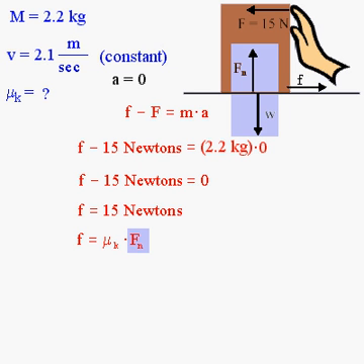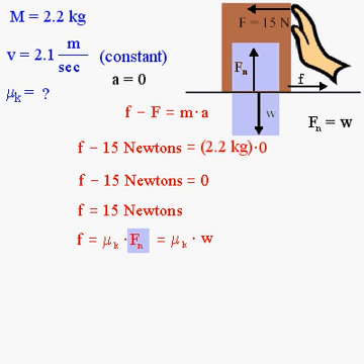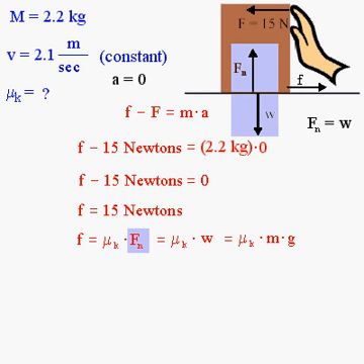Weight pulls down on the box, and the floor keeps the box from accelerating downwards by pushing up with the normal force. In order for that to happen then, the normal force must perfectly counteract the weight, so the magnitude of the normal force has to be the same as the magnitude of the weight. So we could also say that the friction is mu k times the weight, since weight and normal force have the same magnitude. Well, we know what weight is. Weight is m times g. So really friction is mu k times m times g.